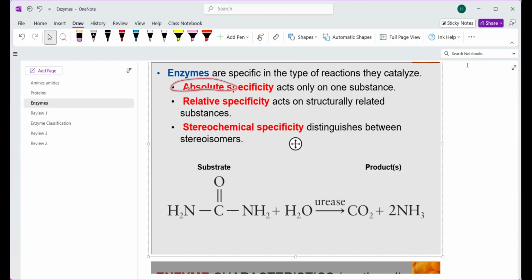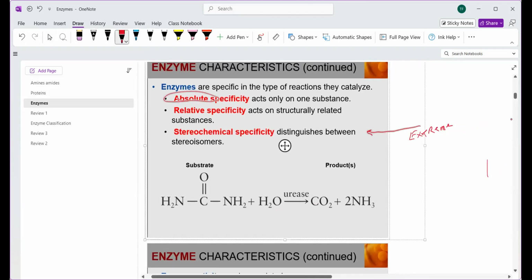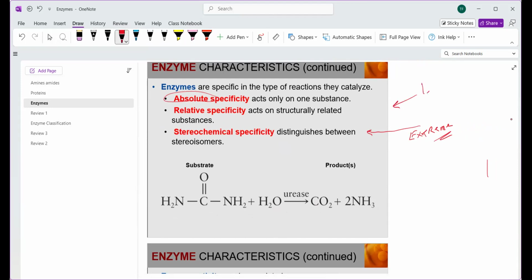Okay, there are various classes of enzymes. Some are extremely specific. Others are less specific. For example, urease only works on urea, nothing else. So if you want to do something else, you have a different substrate or a different enzyme.